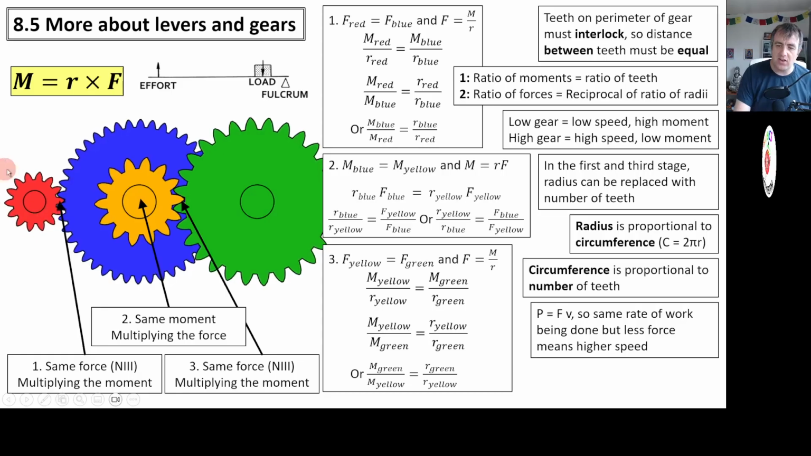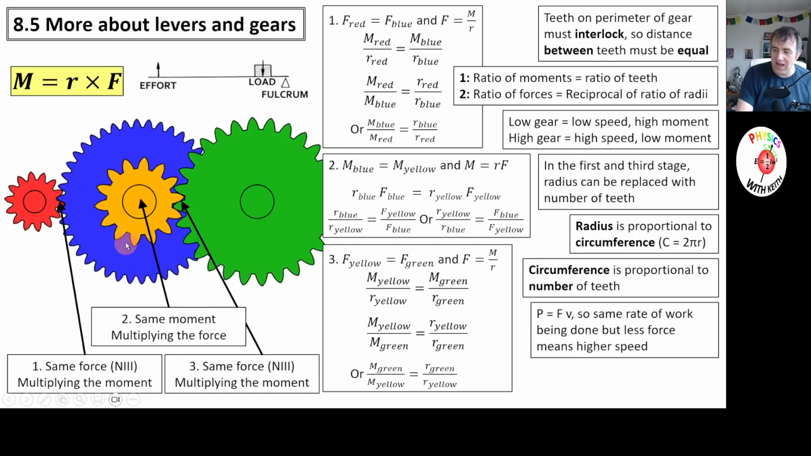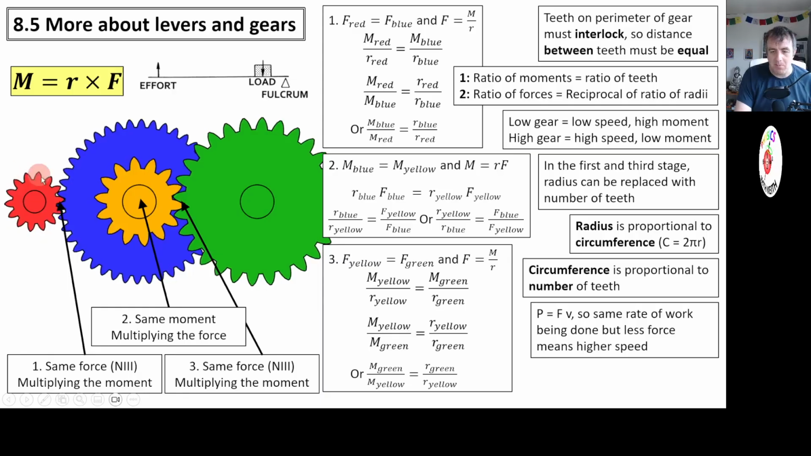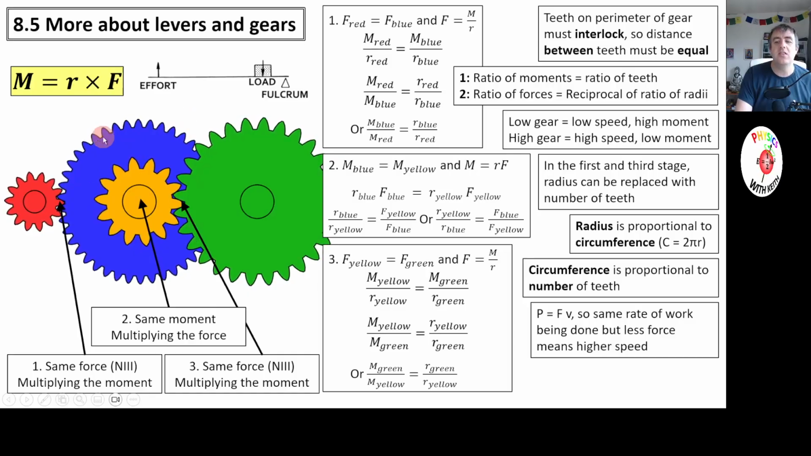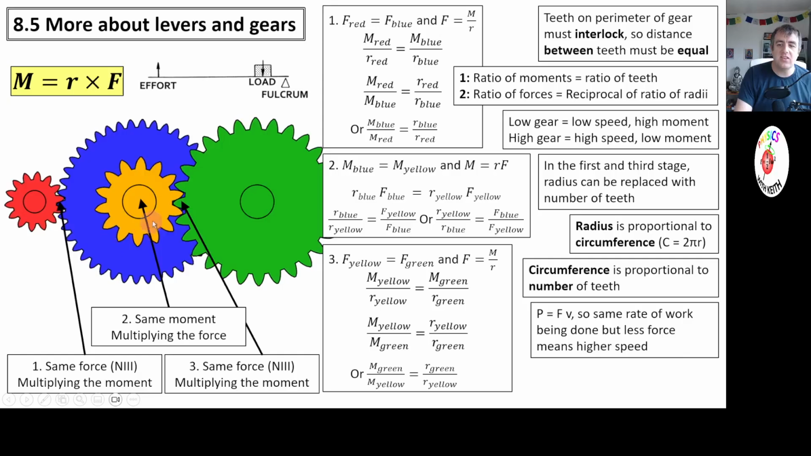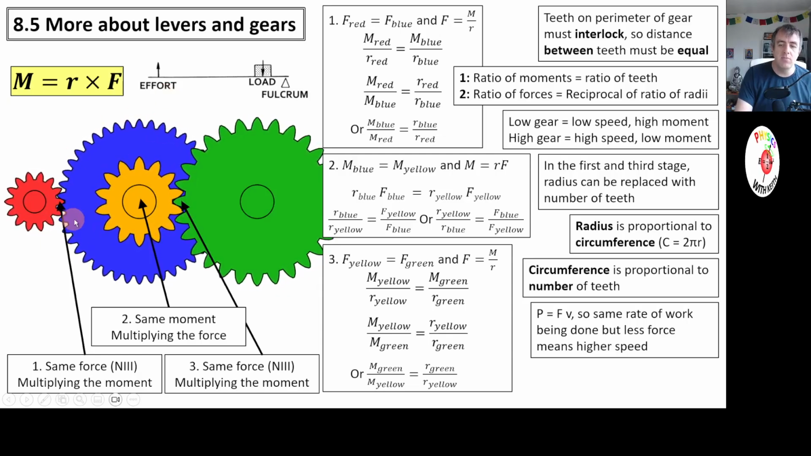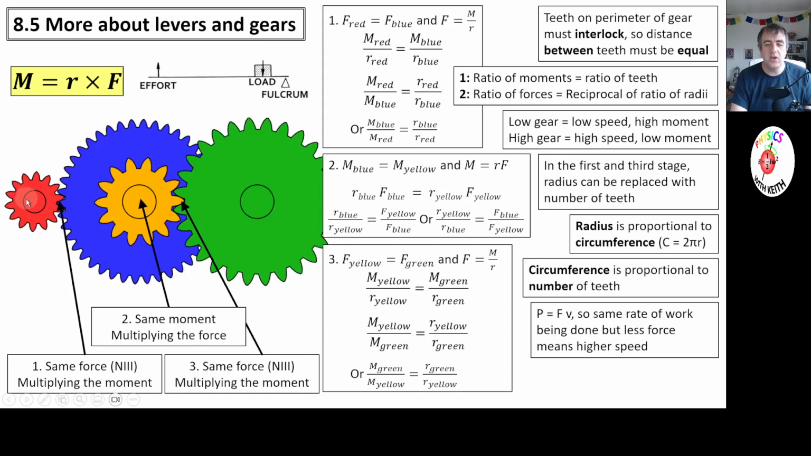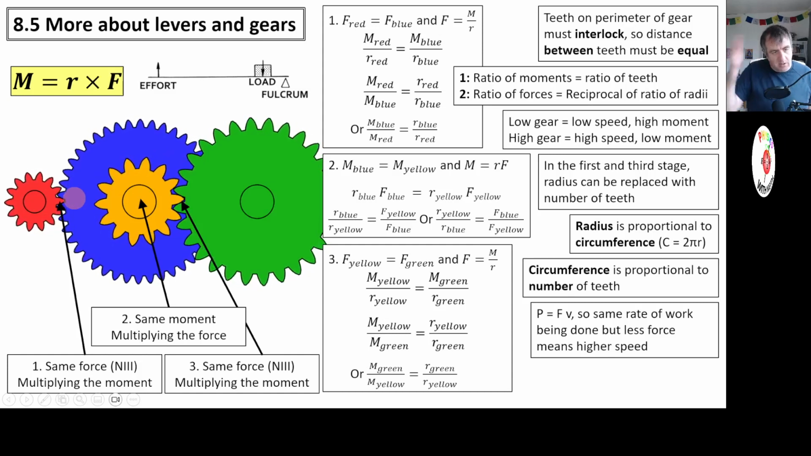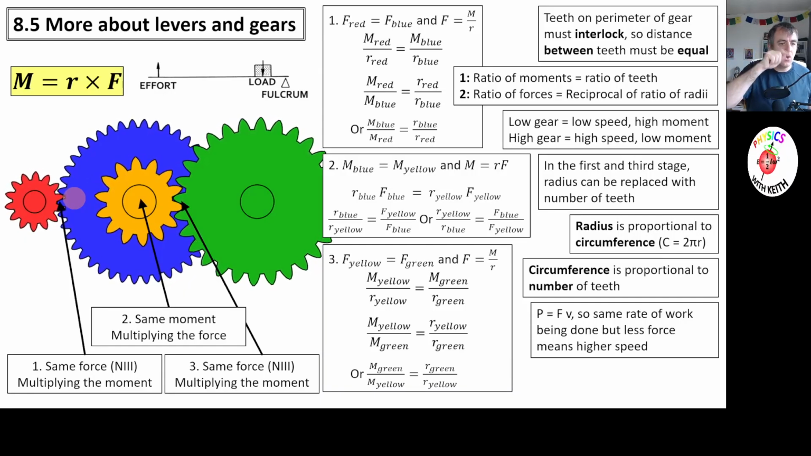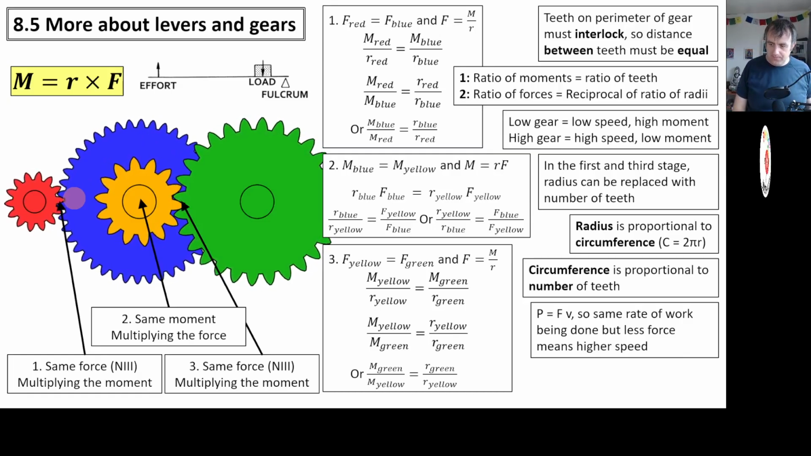So we can express the circumference in units of tooth width. And so because of that, the circumference is proportional to the number of teeth. So we could say if the blue gear has twice as many teeth as the red gear, then its circumference is twice as much, therefore its radius is twice as much, therefore the moment is doubled. The machine, which is the red gear to the blue gear, doubles the number of teeth, so it doubles the circumference, so it doubles the radius, so it doubles the moment. That's how that gear works.